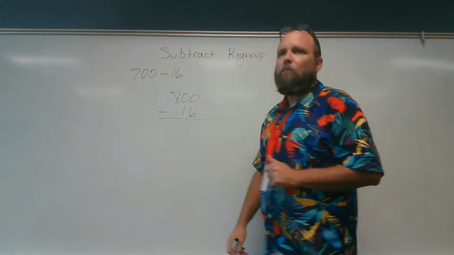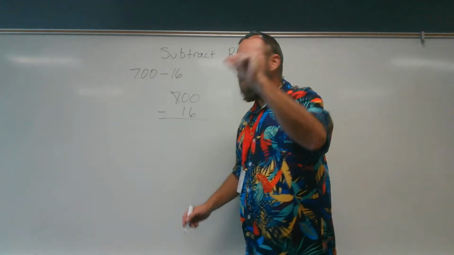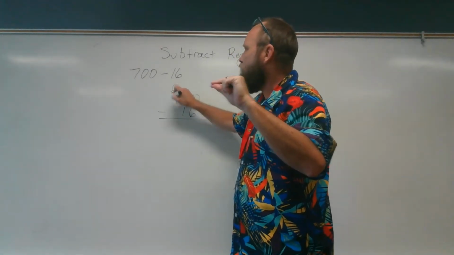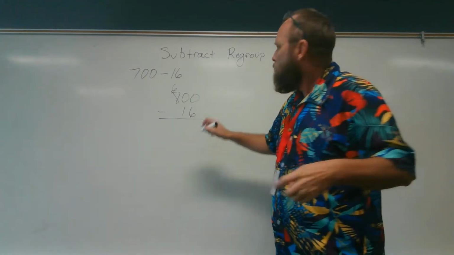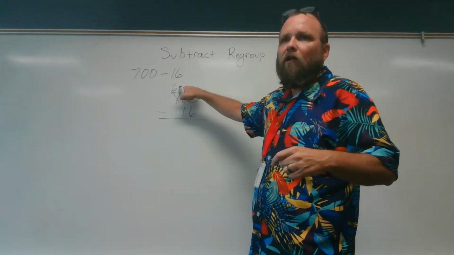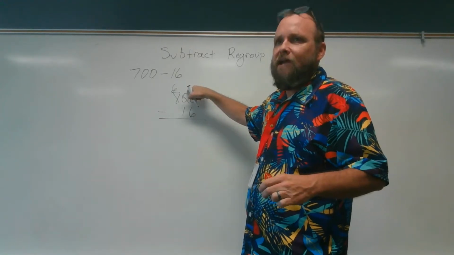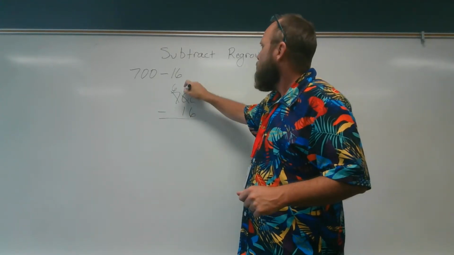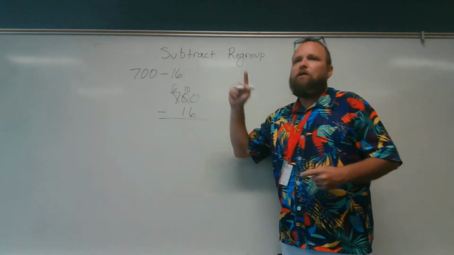In my hundreds place, I'm going to take 100, just think of it as a $100 bill. I'm going to take a $100 bill and change it. So now I only have $600. I can't change the value. So I'm going to make that $100 bill into 10 tens, because that's what it's worth. Okay? So now, can I take 6 from 0?